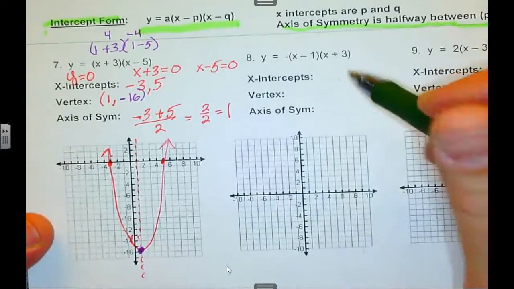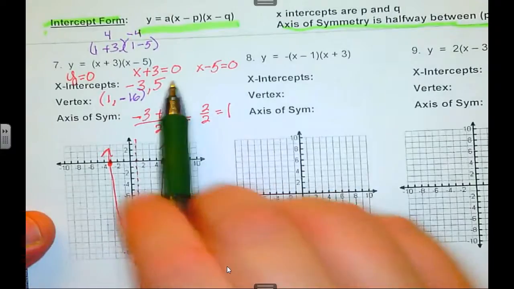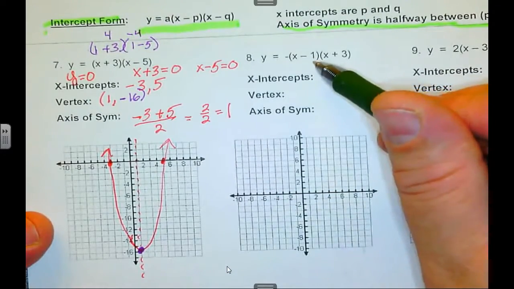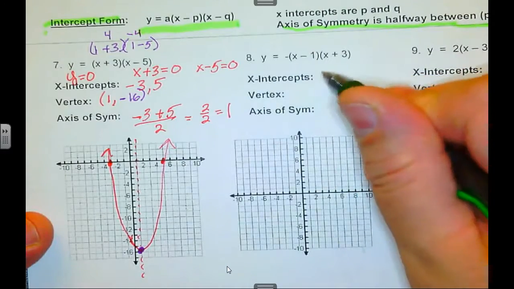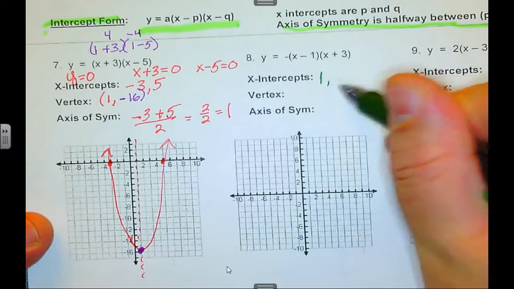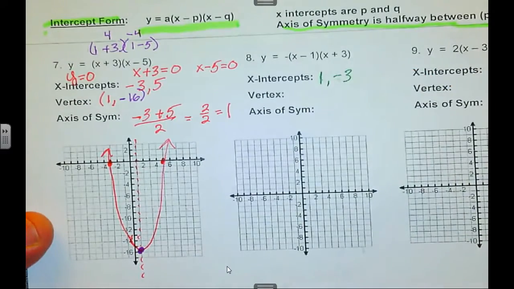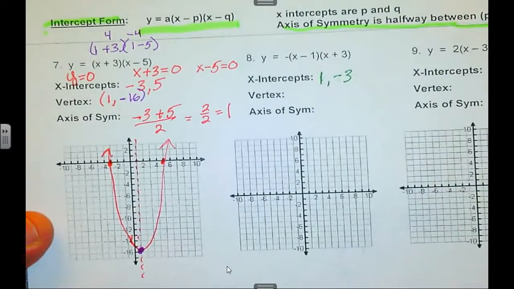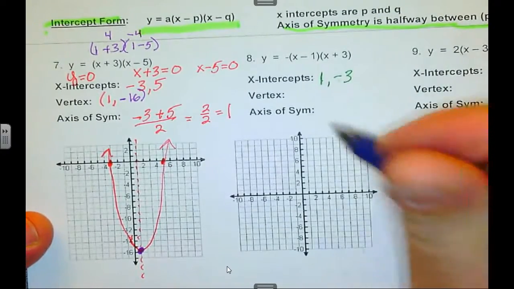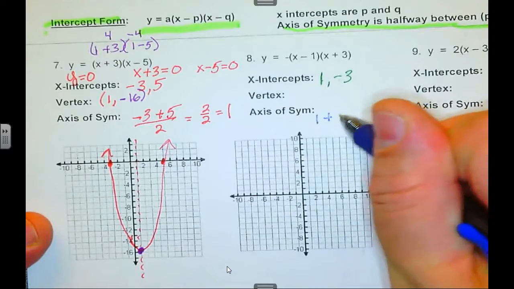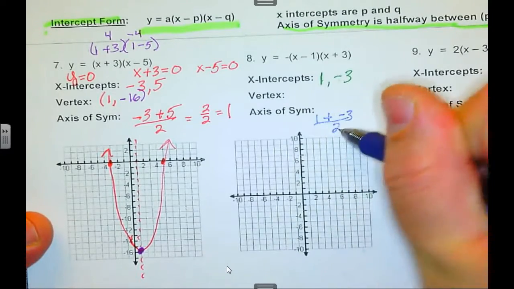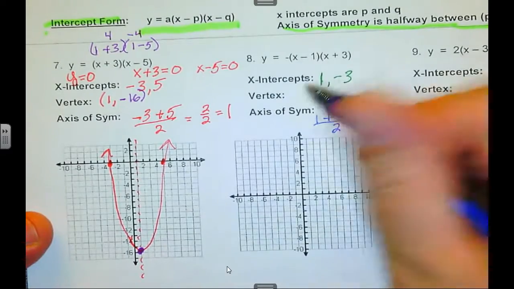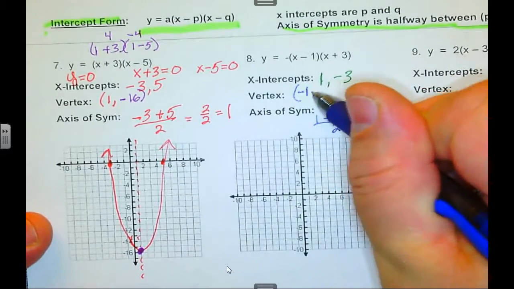Okay, what are my x-intercepts? You could do this without all this computation, right? My x-intercepts are going to be 1 and -3. So my axis of symmetry, or my x coordinate of the vertex, is going to be 1 plus -3 divided by 2, which gives me -1. So my x vertex is -1.